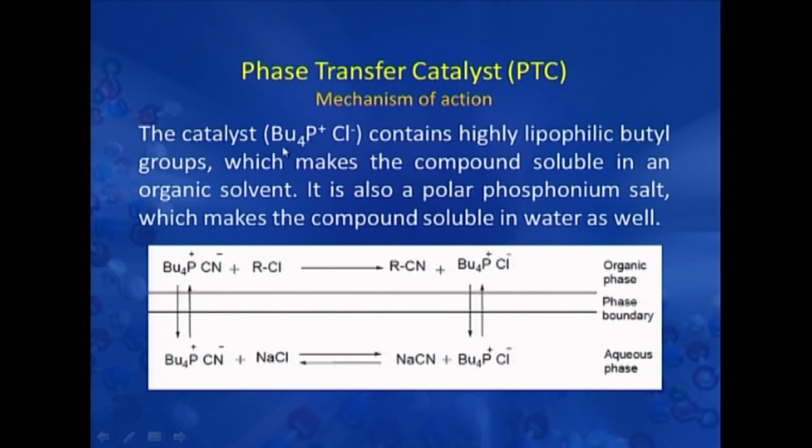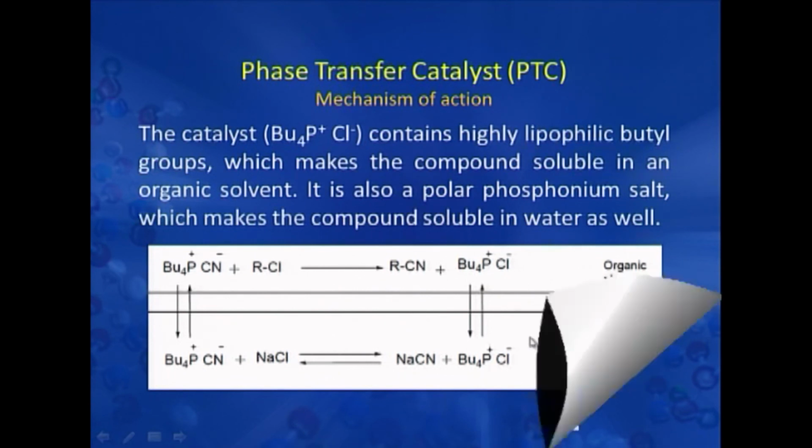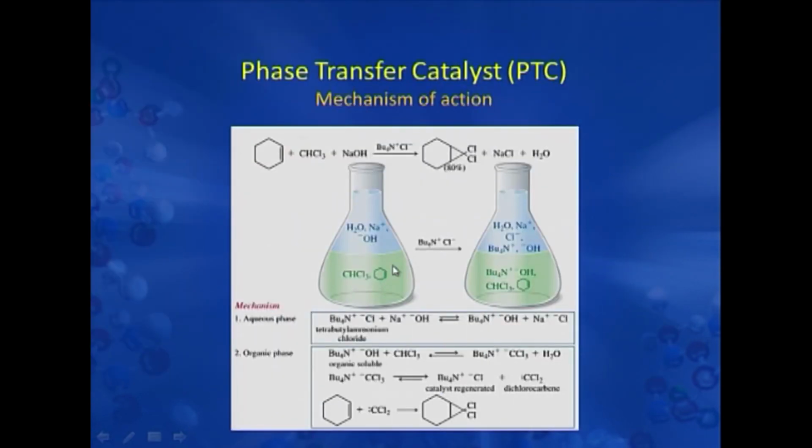The catalyst tetrabutyl phosphonium chloride contains highly lipophilic butyl groups, which make the compound soluble in organic solvent. It also has a polar phosphonium salt, which makes the compound soluble in water as well. Here is another example in which cyclohexene reacts with chloroform and NaOH and forms this product in presence of a phase transfer catalyst.